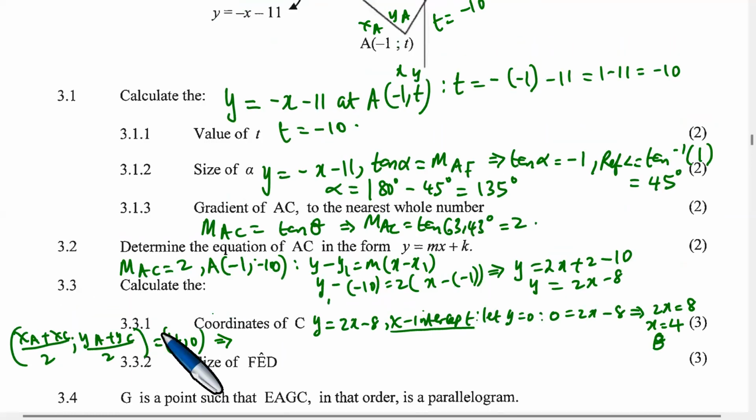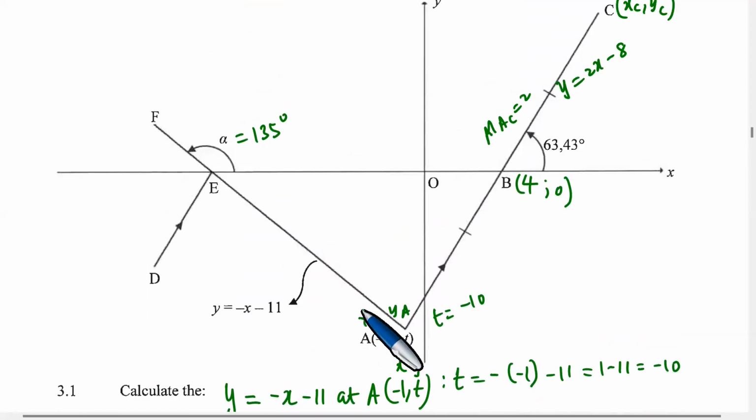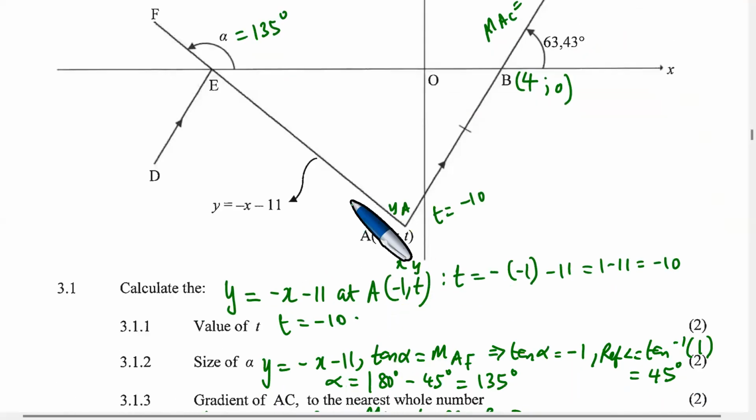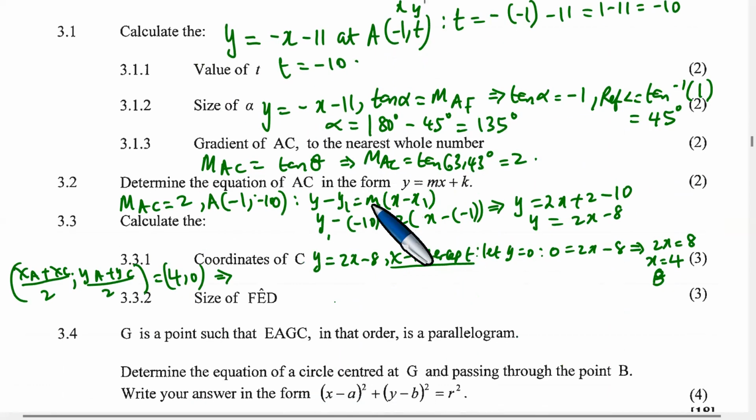Right, so we come to look at the point A, and we come to look at the point C. X at A is -1, at C is just x sub C. So we have x at A, which is -1, and then we have x at C, which is just x at C. We divide by 2, and this is equal to 4. Right, and we continue also, and then we have y at A.